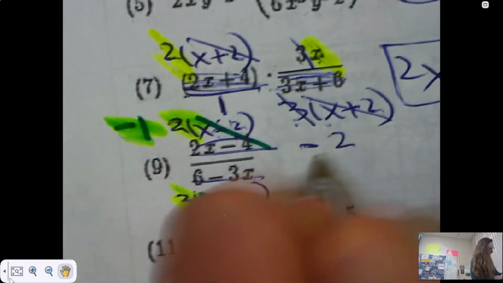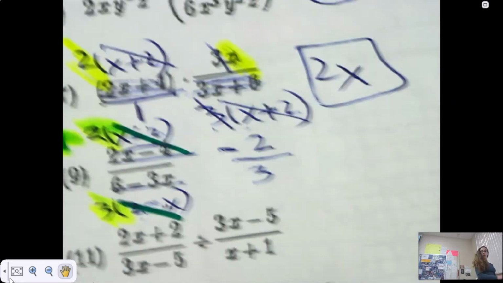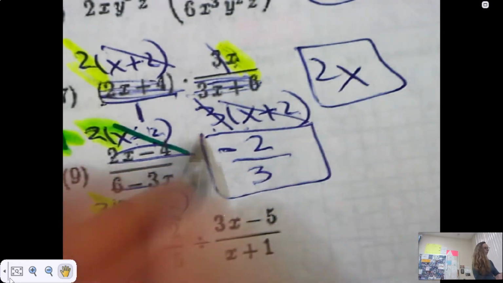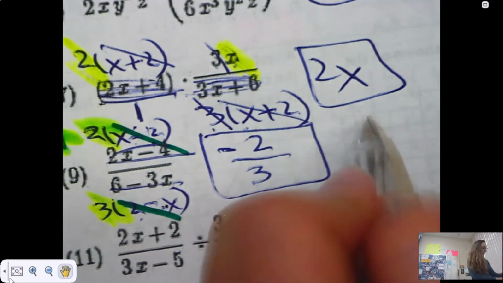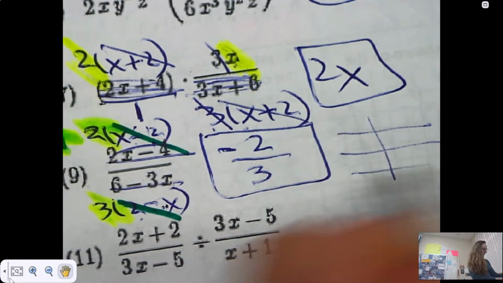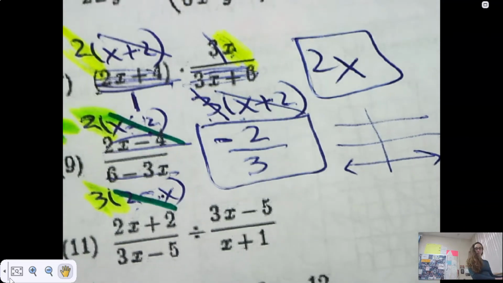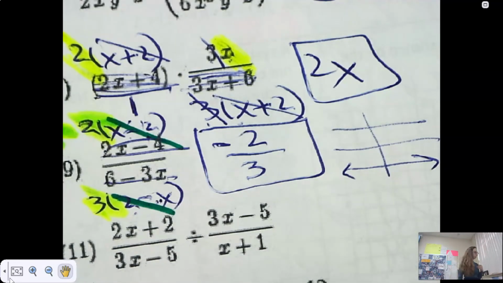Negative 1 times 2 is negative 2/3. It's okay to have a fraction as an answer as long as there isn't a letter in the denominator. That's a constant. That means if I graphed this, actually it would be down here, y equals negative 2/3. Know these types of things for maybe your quiz. Okay.